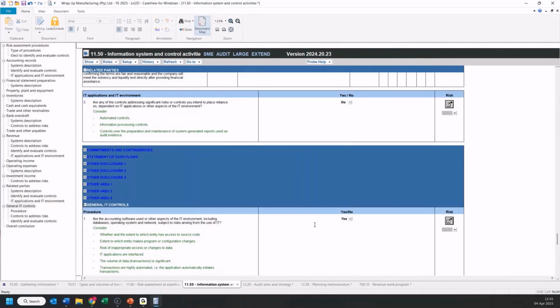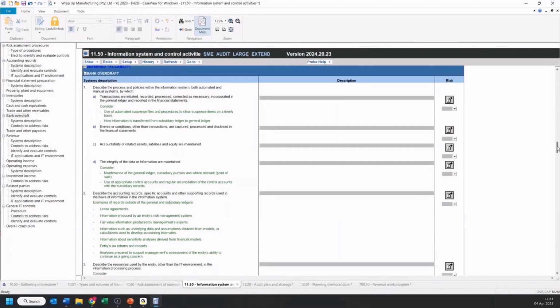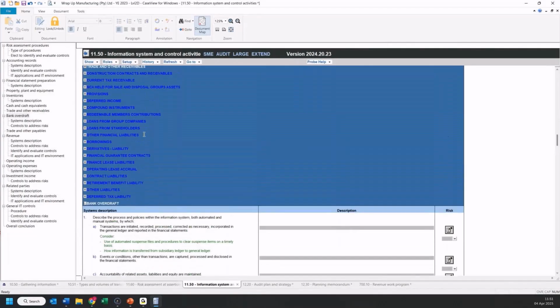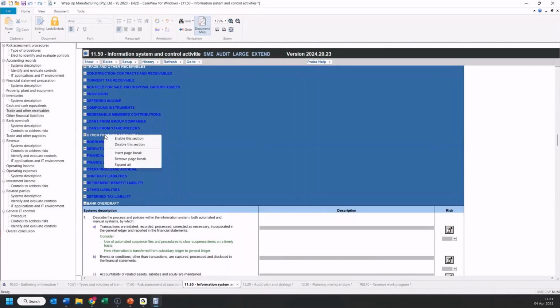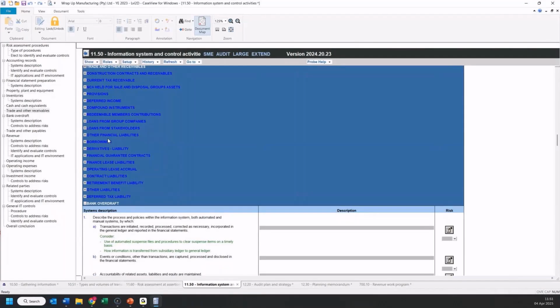No, that's cash flow. Sorry. Bank overdraft. Other financial liabilities. So I can enable the section if I desperately want to, just to make it more obvious for you where it is. You see that one? Okay. But it's actually not active. I'm going to disable it. It's deactivated by default because there's no risk recorded in 1160. So we don't need a system description.